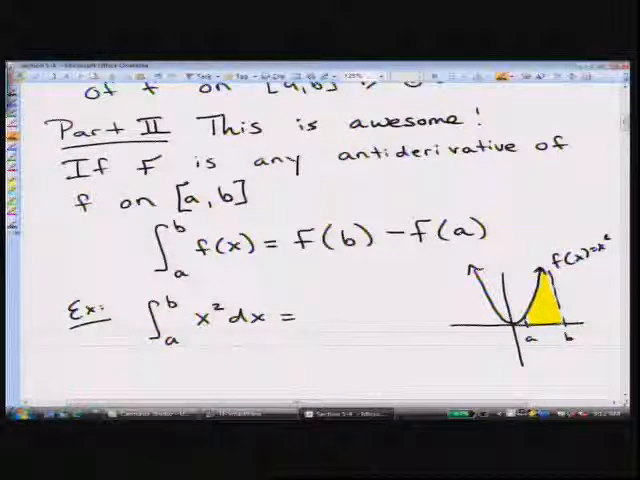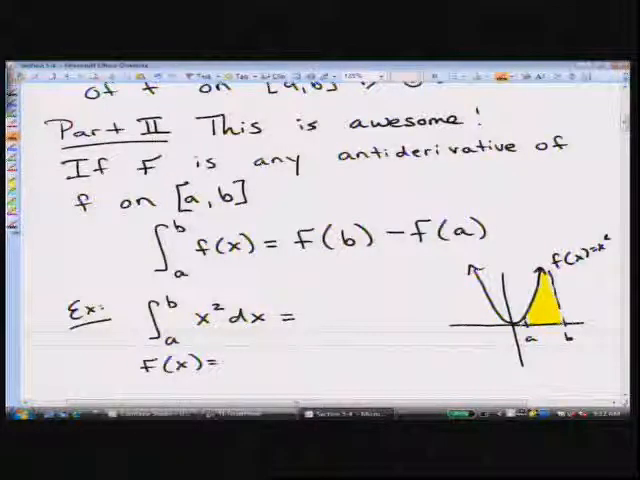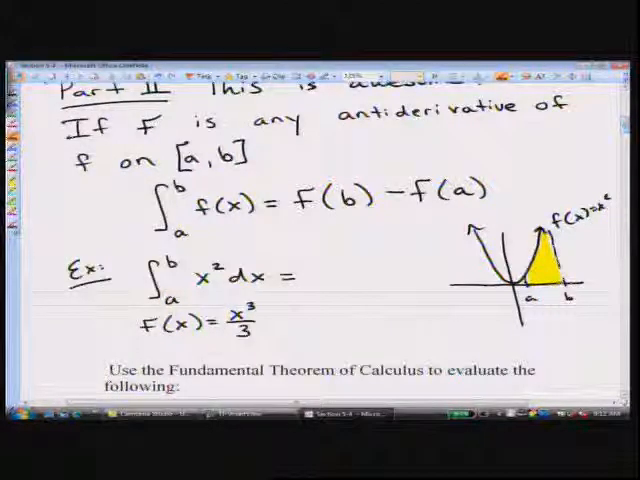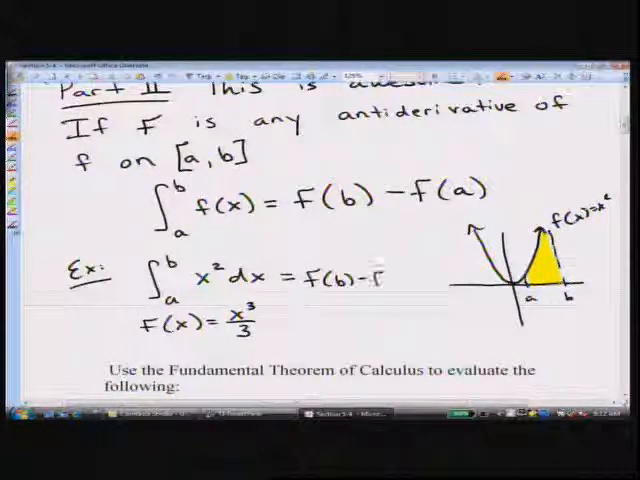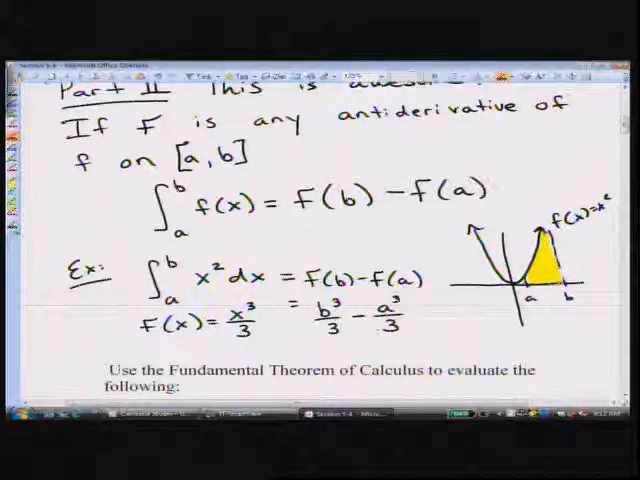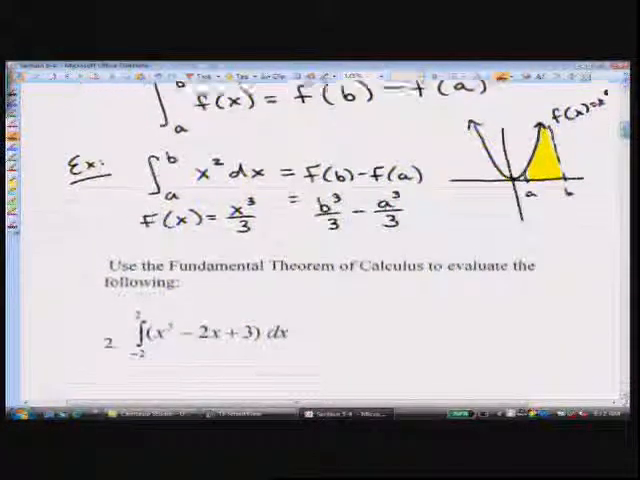So what is the antiderivative of x squared? Well, F of x is equal to x cubed over 3 plus c. But since it's any antiderivative, I don't have to put the plus c. I can just think of it as plus 0. And then if I do F of b minus F of a, that will just mean b cubed over 3 minus a cubed over 3, which we talked about last time. Okay, so that's pretty exciting. So now for any parabola, you can find the area under it using the fundamental theorem.